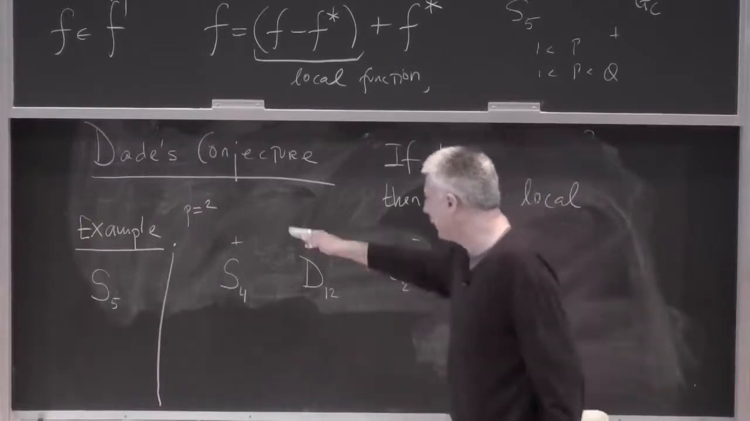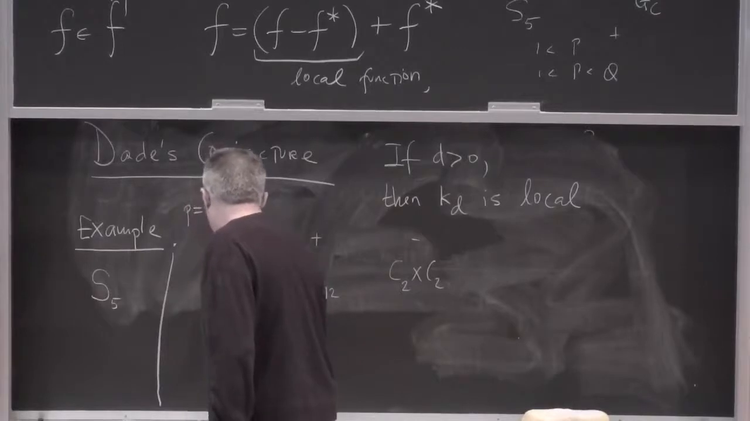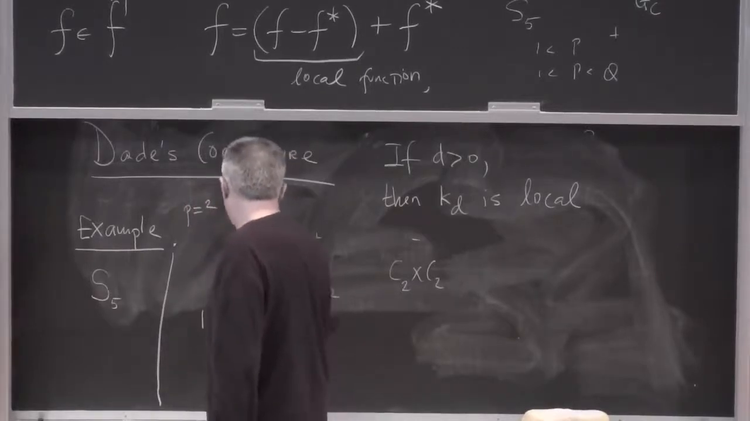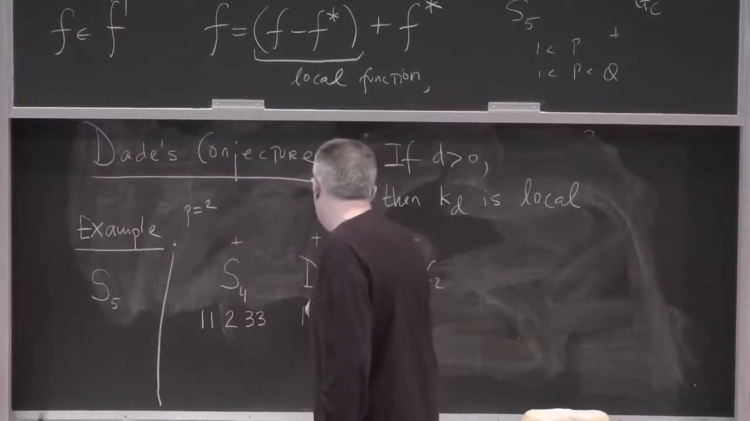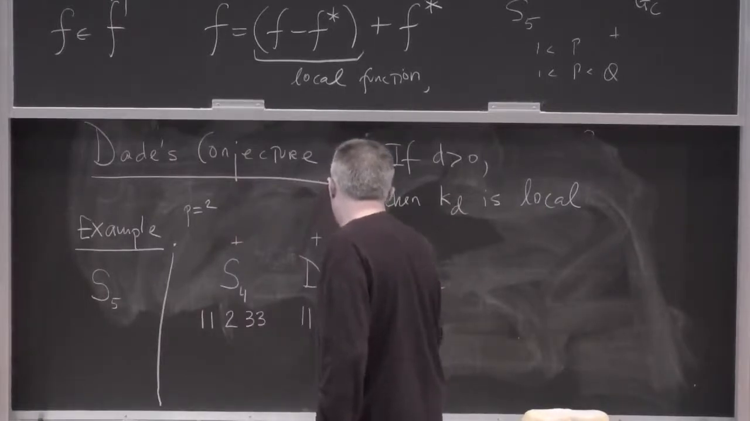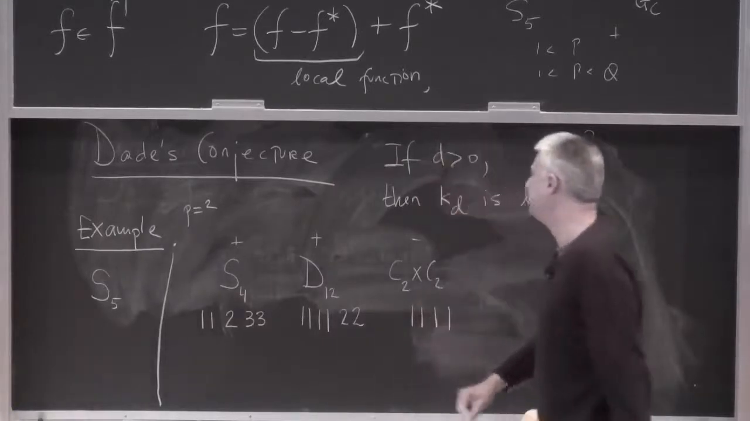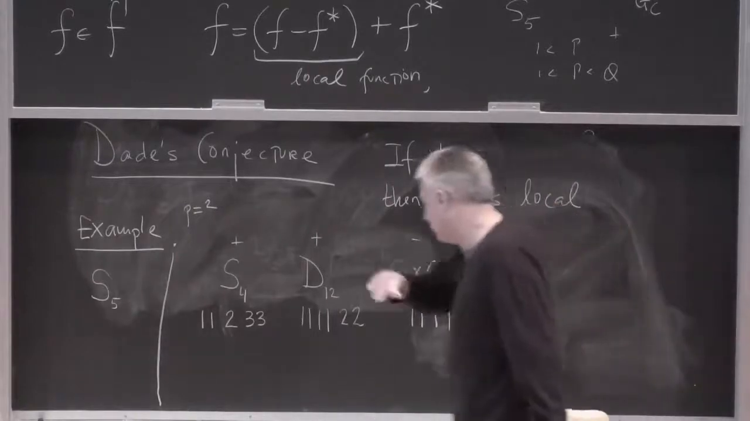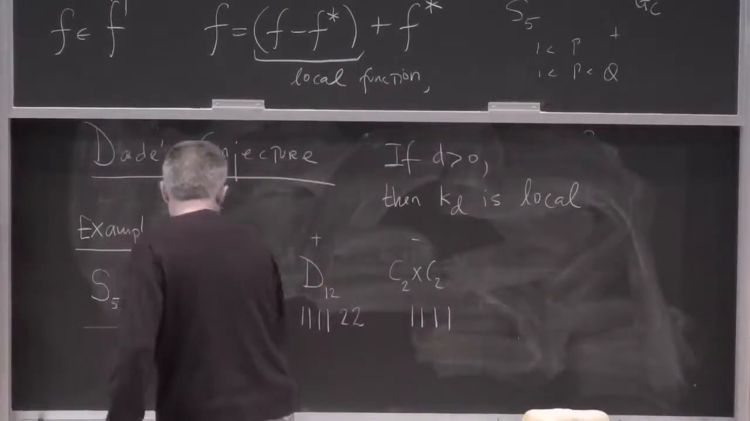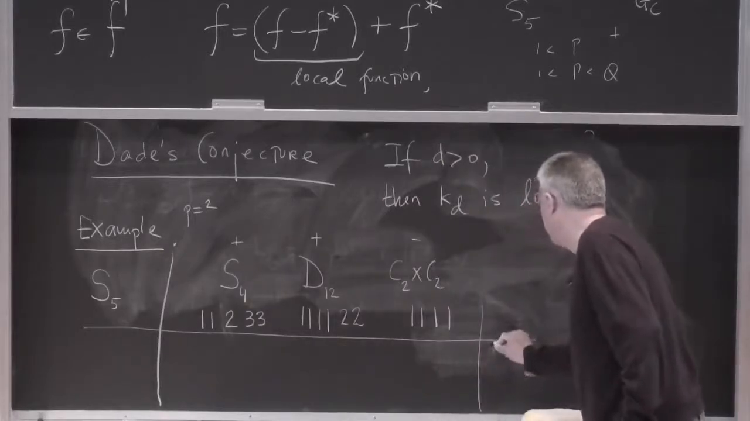Okay, so now, characters of S4, I hope I have them right: 1, 1, 2, 3, 3. Characters of D12: 1, 1, 1, 1, 2, 2. Characters of C2 cross C2: four ones. Everybody is with me, right? And now I'm going to calculate Dade's conjecture, for instance, for d equals 1.